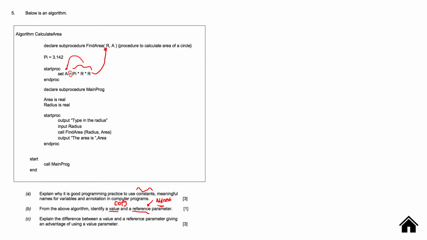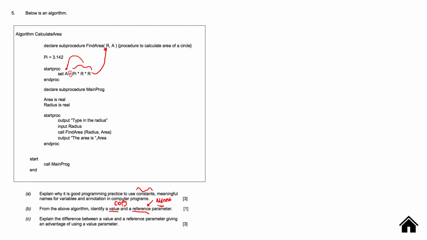Then it says explain the difference between a value and a reference parameter, giving an advantage of using a value parameter for 3 marks. So there's 2 marks in total for explaining the difference between value and reference, and then give 1 advantage of using a value parameter, that's 3. So remember, value parameters, we have a copy of the data that gets passed into the procedure, and that cannot be altered, that's 1 mark. And that has the advantage of avoiding unwanted side effects like people editing or changing the value by mistake. So there's your advantage for 1 mark.